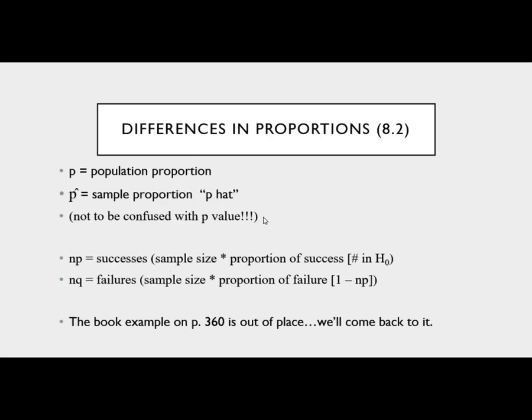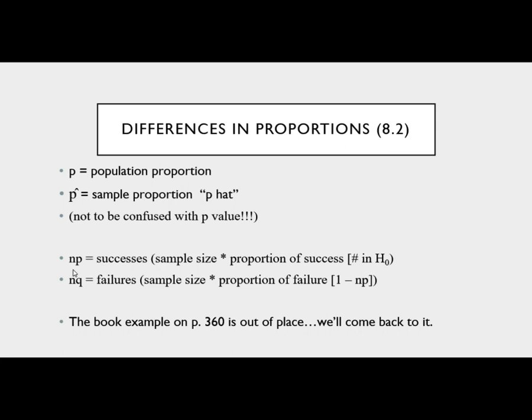So in the book, they go into section 8.2 and they do proportions. And I think this is out of place, so we'll do this at the end, but I just want to show you that population proportion is denoted as P. The sample proportion is called P hat, and it's not to be confused with the p-value, which we'll talk about in a few minutes.